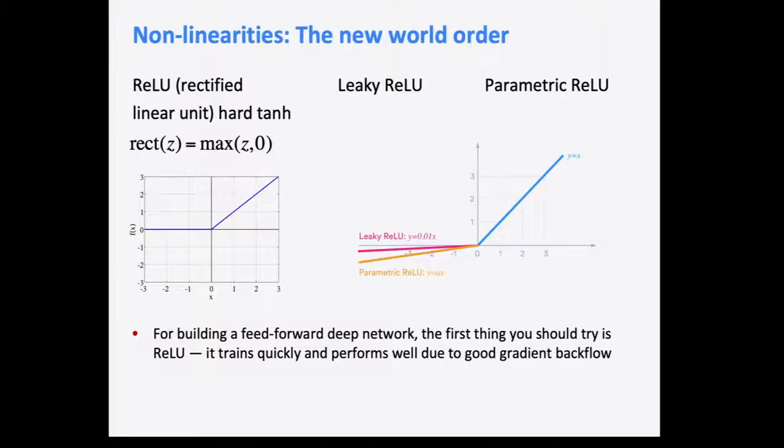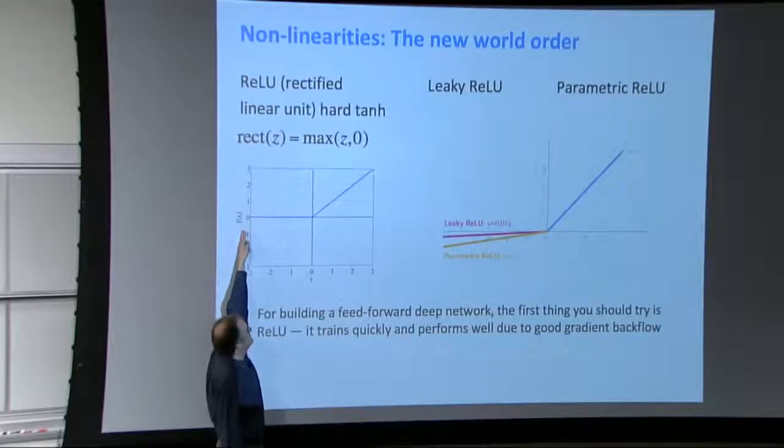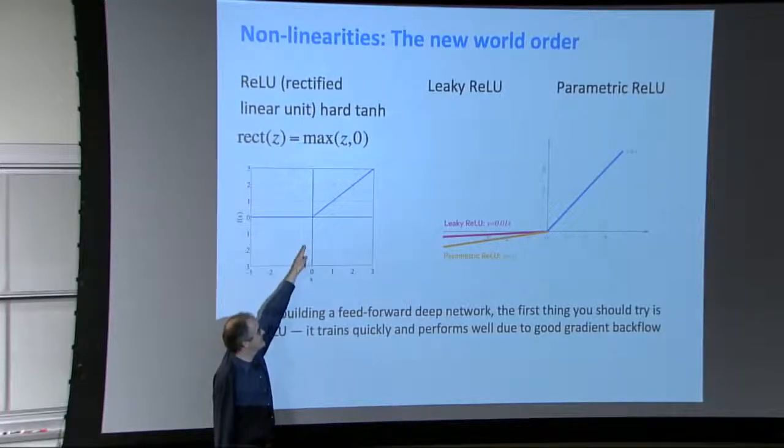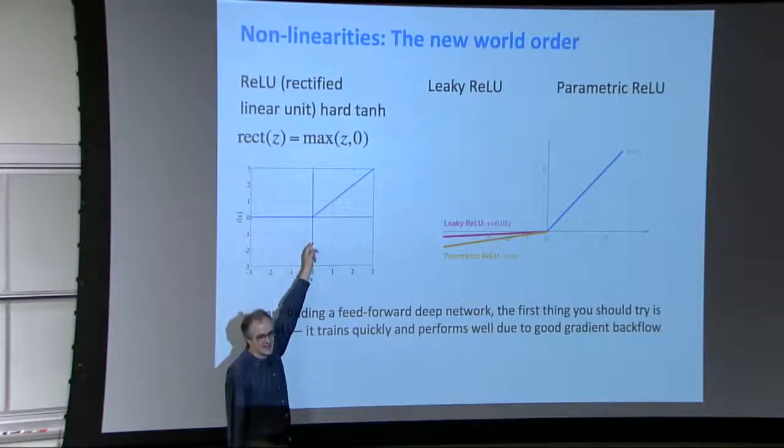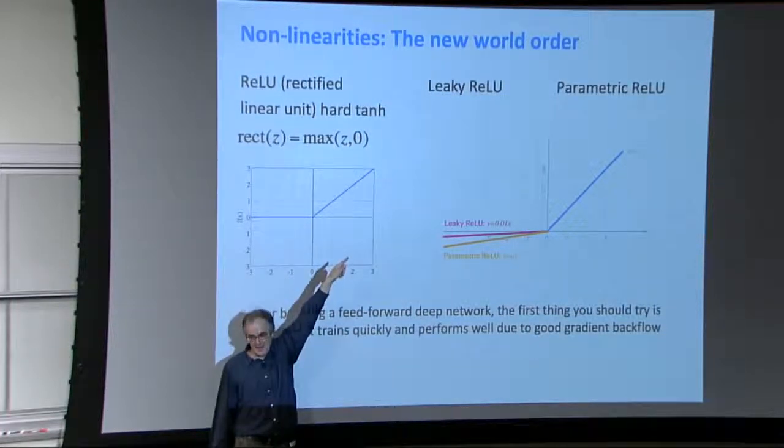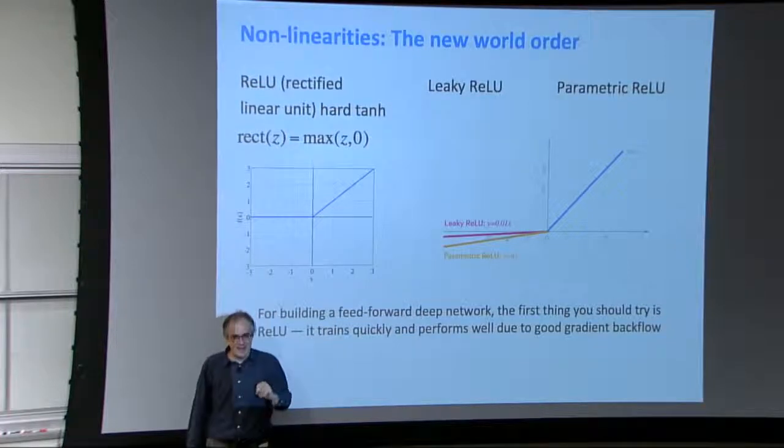The ReLU unit, everyone calls it ReLU, which stands for rectified linear unit. So the ReLU is essentially the simplest nonlinearity you can have. It has slope 0 as soon as you're in the negative regime, and it's just a line with slope 1 when you're in the positive regime.